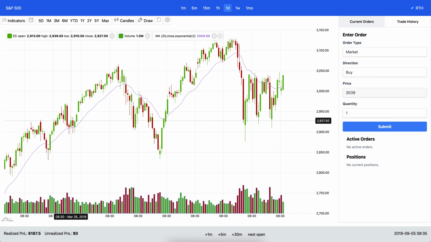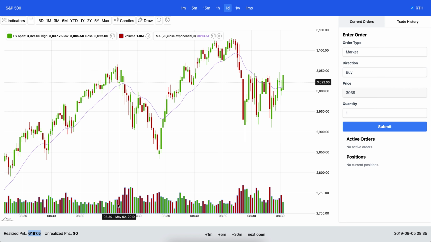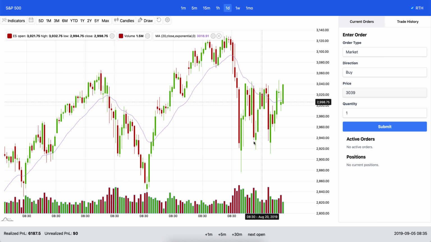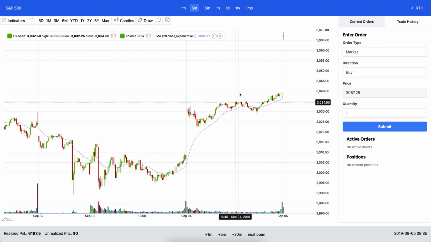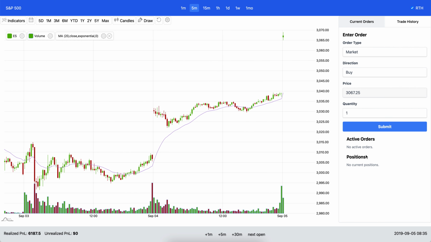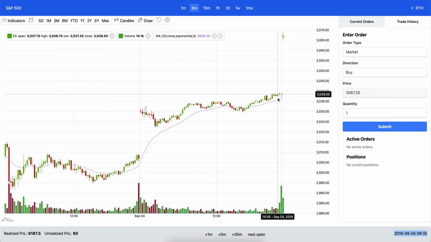You basically have a simulated account. Right now, the realized P&L on my account is just over 6,000. I've traded this a little bit so far. And what I can do is drop down into the 5-minute time frame. Right now, it is 8:35 a.m. on the 5th of September in 2019.